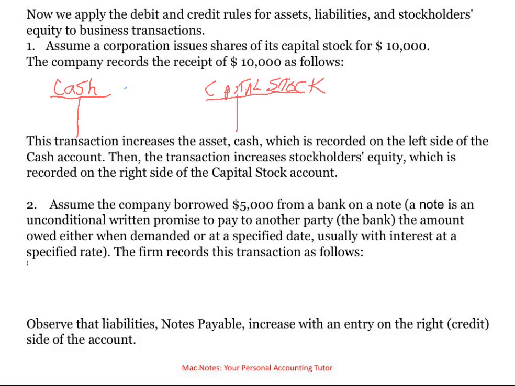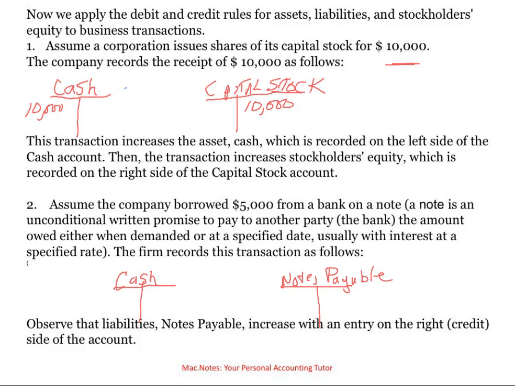Assume a company issues shares to its investors for $10,000. Two accounts are affected: cash and capital stock. Well, cash increases, so an increase in cash is recorded on the left-hand side. Now remember, left means debit in old Italian. And the increase in capital stock is recorded on the right-hand side, the credit side.